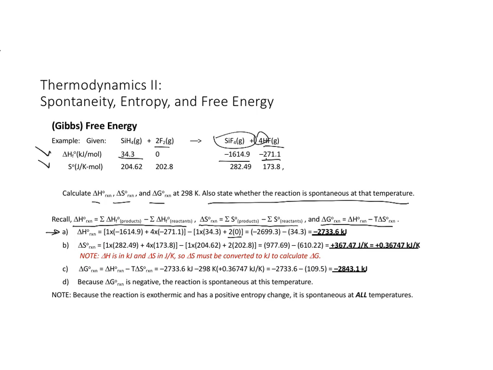That math then turns out to be negative 2699.3 minus 34.3, or an enthalpy change of negative 2733.6 kilojoules. This is highly exothermic. The entropy change, again, is going to be products minus reactants. 1 times 282.49 plus 4 times 173.8. There's my products.